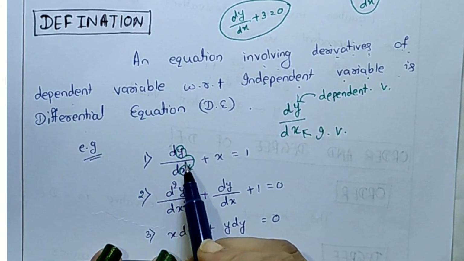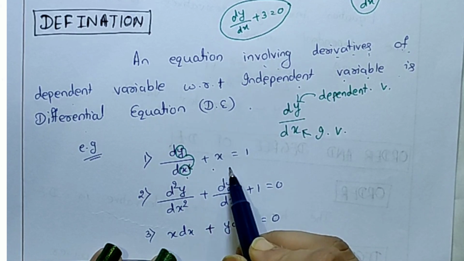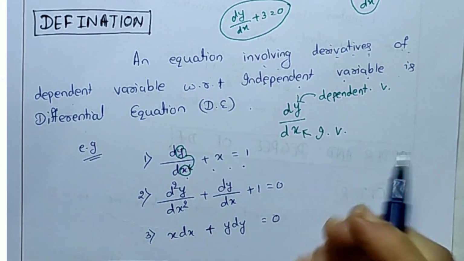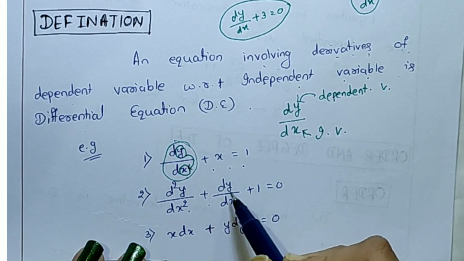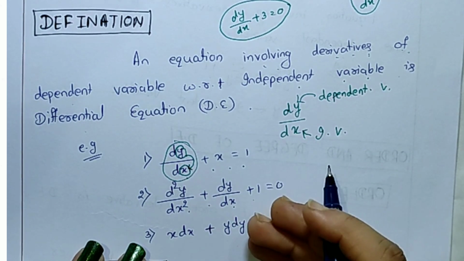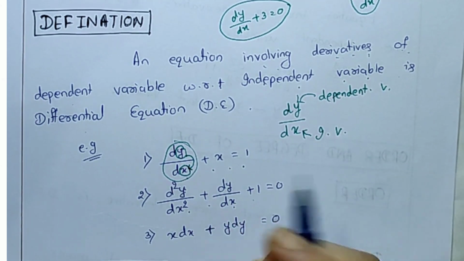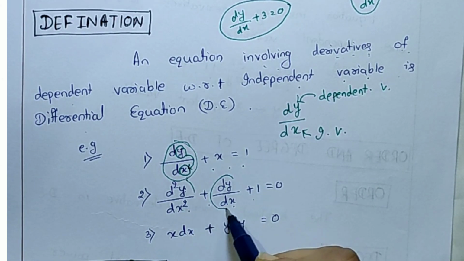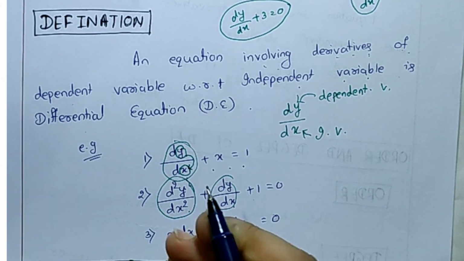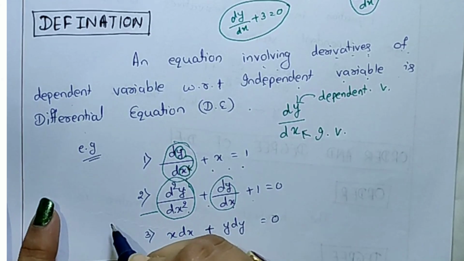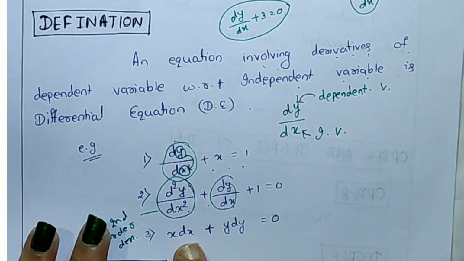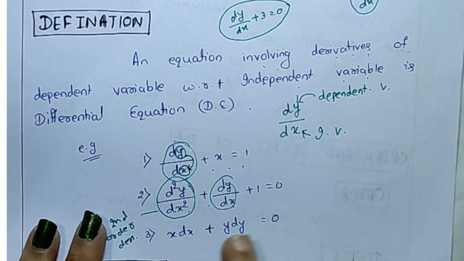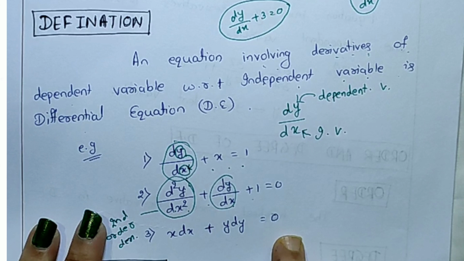Let's have some examples. dy/dx + x = 1 is a differential equation because there is a derivative term. d²y/dx² + dy/dx + 1 = 0 is also a differential equation because there is a derivative term and this is also a derivative term. This is the second order derivative. x dx + y dy = 0 is also a differential equation.